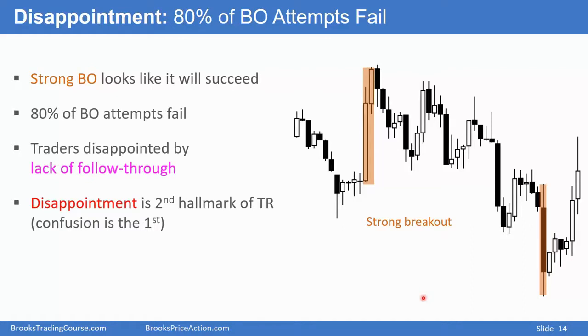Traders are constantly disappointed by follow-through. Very strong pair of bull bars, and look at this. If you're a bull and you bought that close, what are you thinking? You're disappointed. If you're a bear, thinking that this might be a measuring gap, and then you see the follow-through bar, disappointment. When you see bad follow-through after strong trend bars, you're disappointed. That is the second hallmark of a trading range. The first one is confusion.